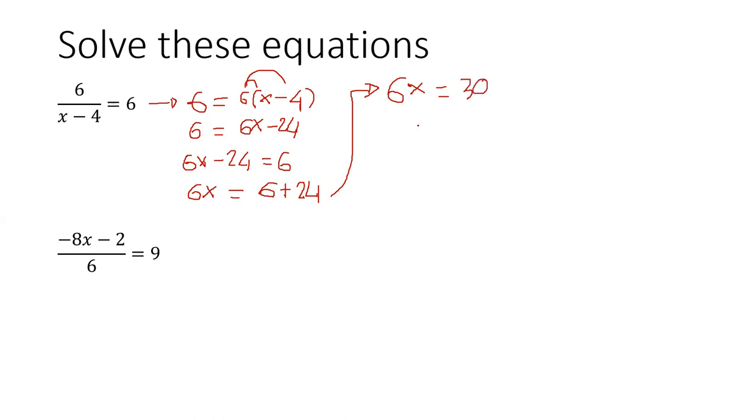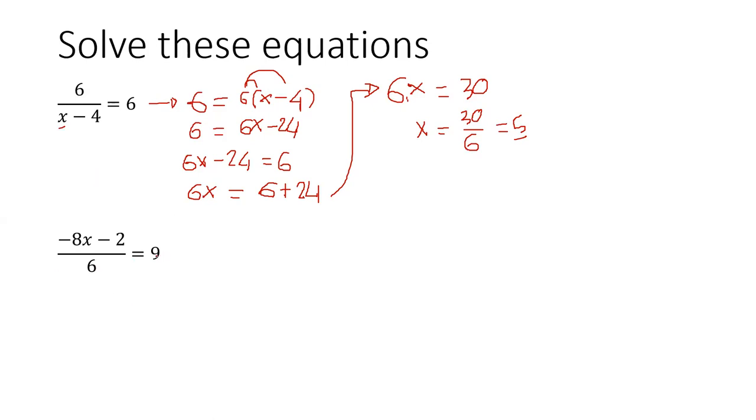So how much x? From multiply, if 6 move, gonna be division. 30 divided by 6 equal 5. So 5 is solutions for these equations. So this x equal 5.